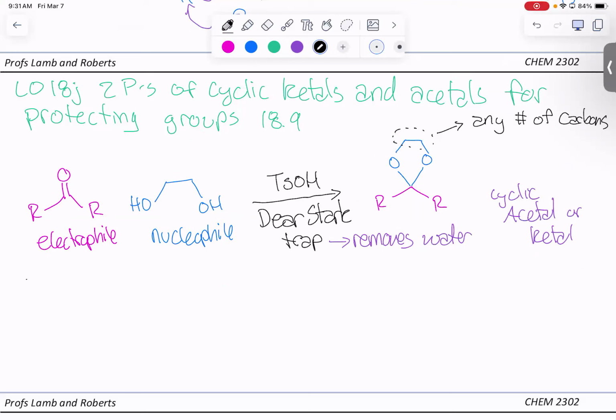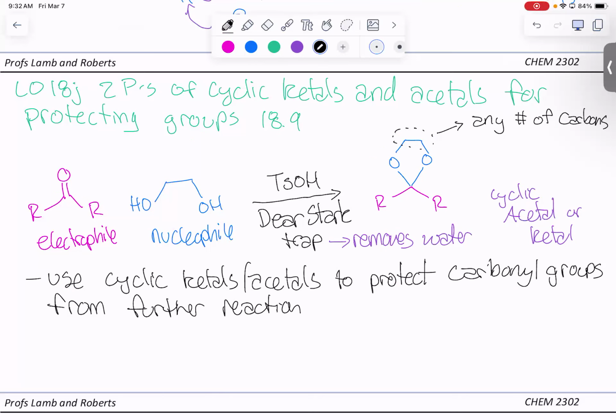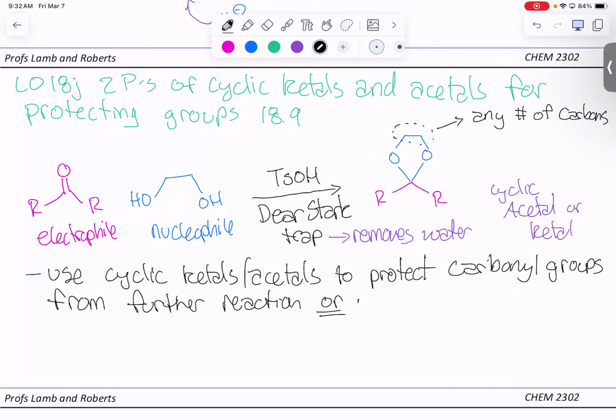All right, so the definition of our protecting group is we use cyclic ketals and acetals to protect carbonyl groups. So these are aldehydes and ketones. So we protect carbonyl groups from further reaction. Or we are protecting the diol from further reaction.